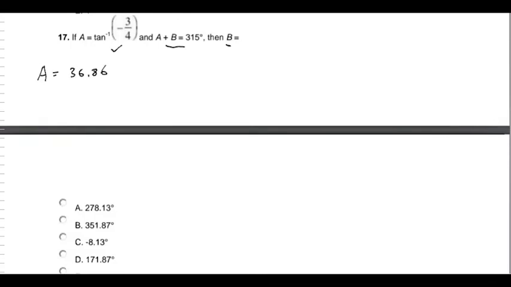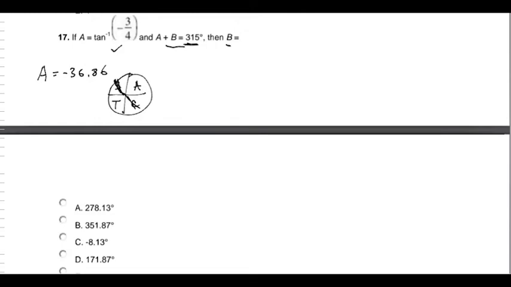Okay, and this is negative. So if we look at the ASTC: all are positive, sine is positive, tan is positive, cosine is positive. So if it's negative, then it can be here or here, the second or the fourth quadrant. So it has to be in the second, as it cannot be in the fourth because the total angle is 315. So we're going to go to the second quadrant.